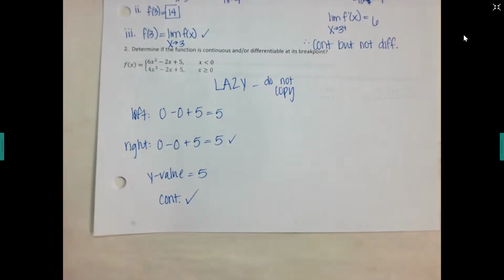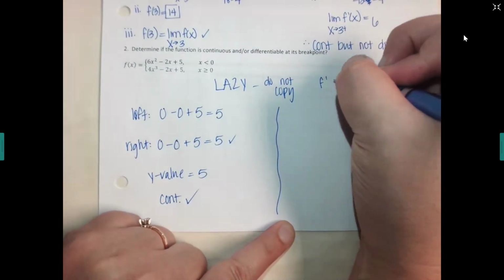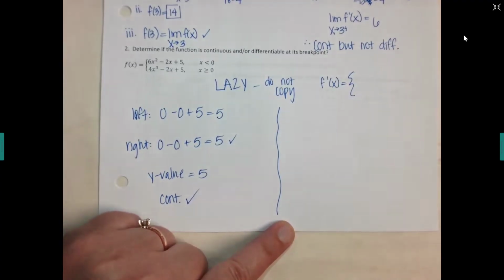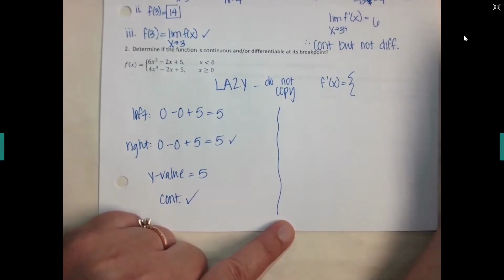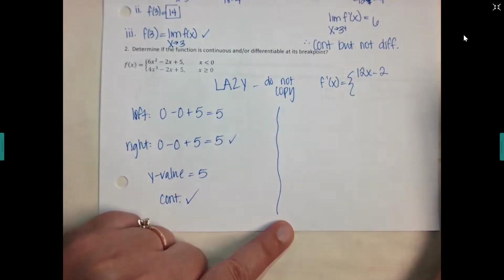Take the derivative of f using your power rule. Okay, thanking the ancient nerds that they figured it out so we don't have to do it the long way every time. Thank you, ancient nerds. Okay, 6x squared, what's the derivative? 12x minus 2. Remember, the plus 5 is going to cross out because it was a constant.